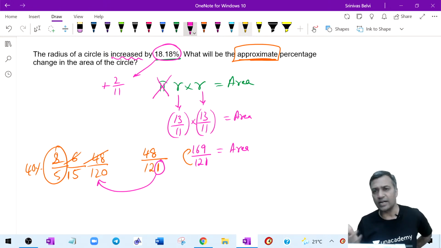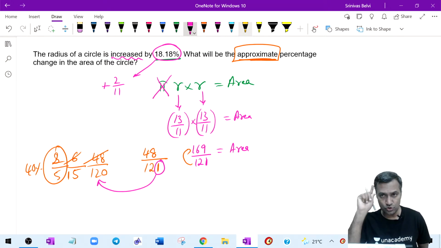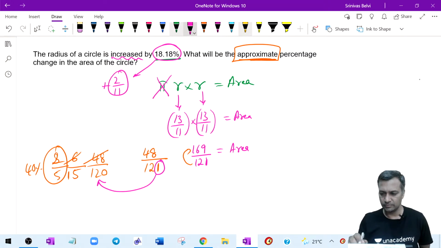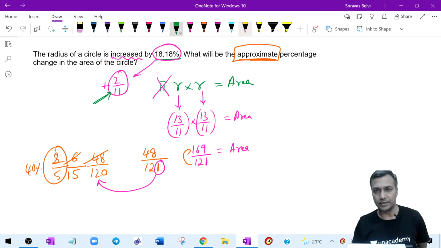Percentage first and square it, either way it is the same. Debajyoti, whether you take the percentage first and square it, either way it is the same. But use the multiplier. Don't write 2 by 7 and square it. Take the multiplier and square it. It's always the multiplier.